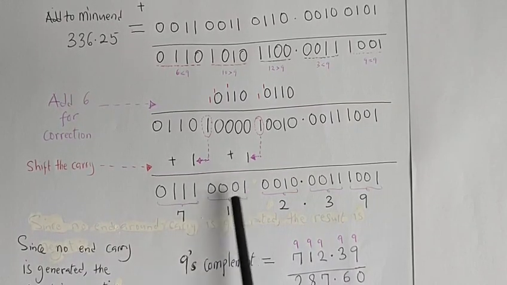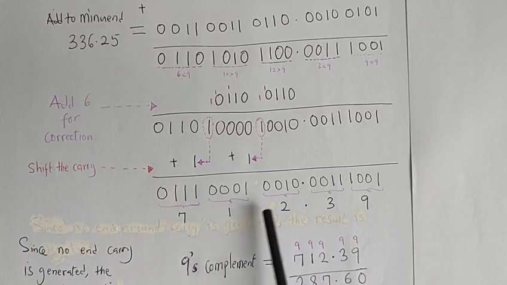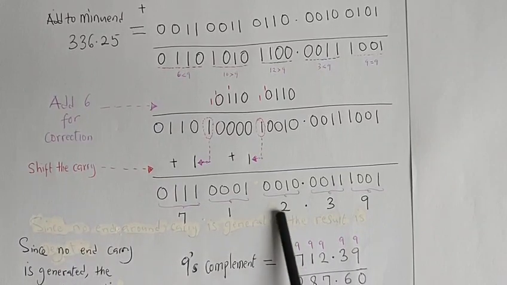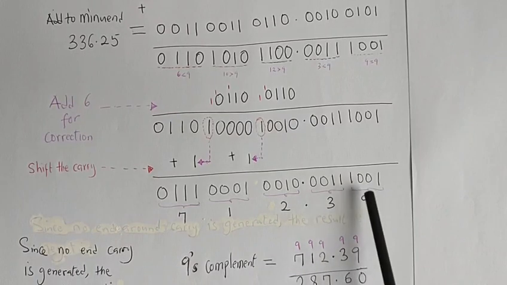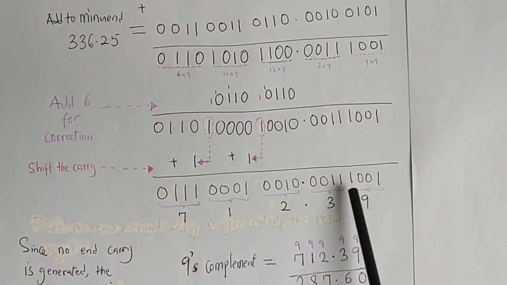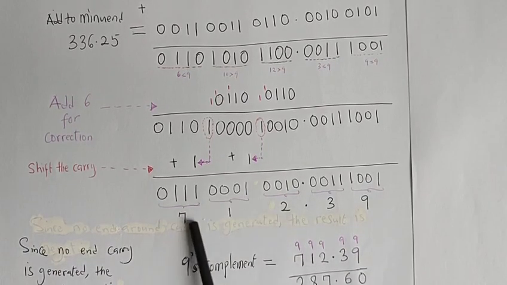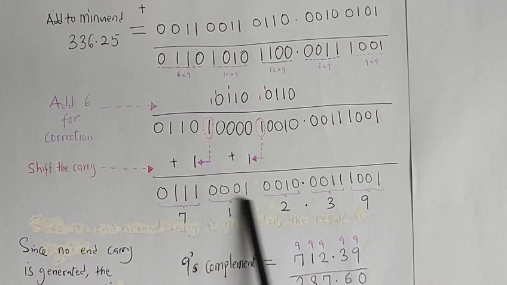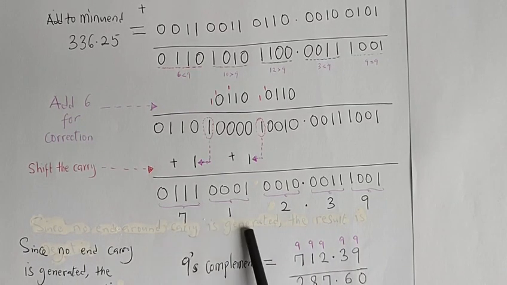Now we have 0, 0, 1, which is 1, will be the answer. And then you have 0, 0, 1, 0. This will be 2. 0, 0, 1, 1 is going to be 3, and then 8 plus 1. So we have 1, 0, 0, 1, which is 8 plus 1, is going to be 9. So in this case, we've been able to represent this BCD back to decimal.